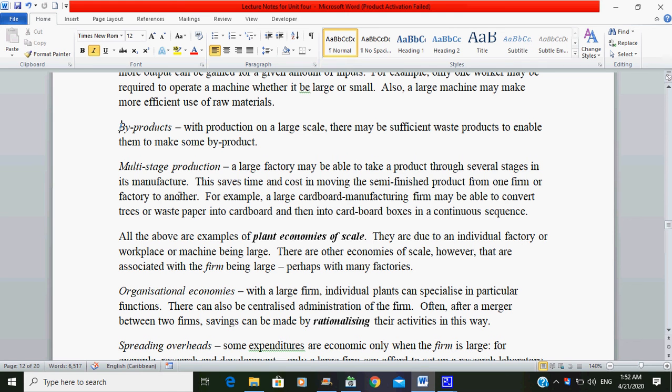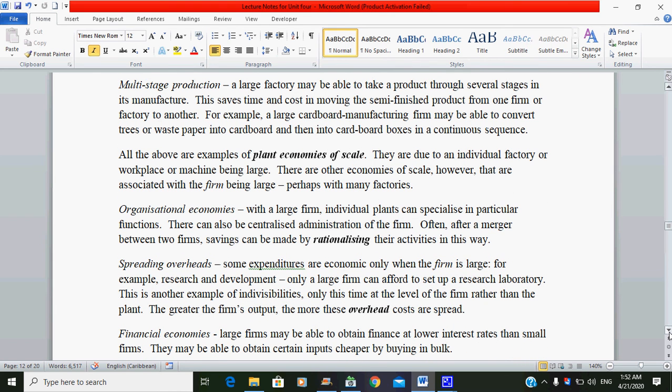For example, a large cardboard manufacturing firm may be able to convert trees or waste paper into cardboard and then into cardboard boxes in a continuous space. All of them are examples of plant economies of scale. They are due to an individual factory or workplace or machine being large. There are other economies of scale, however, that are associated with the firm being large, perhaps with many factories.